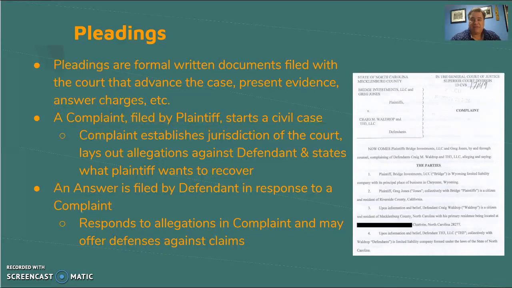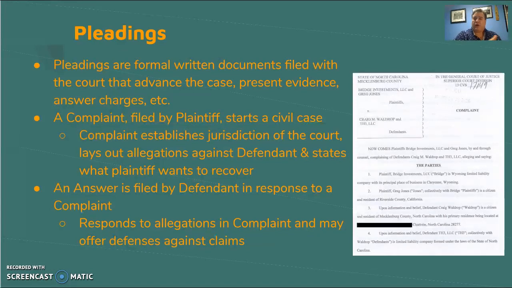Every civil case starts with a complaint. The plaintiff files a complaint to initiate the case. The complaint does a number of things. It establishes jurisdiction of the court. It says why this court should be considering this case. It lays out the allegations, the charges, the claims: here's why defendant X owes me money, for example. It lays out what the plaintiff wants to recover.